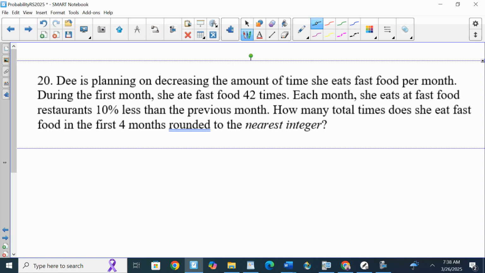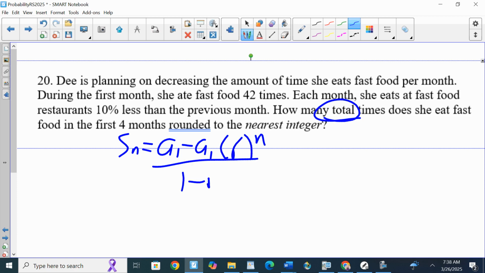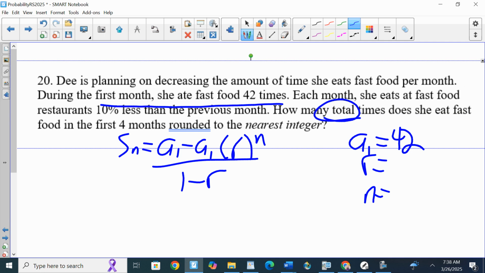All right, I see a word problem. I'm looking for a key word. Boom, total. Sn equals a1 minus a1 r to the n over 1 minus r. First month, 42 times. That's my a1. 10% less. Not 0.10. 1 minus 0.10, 0.90.